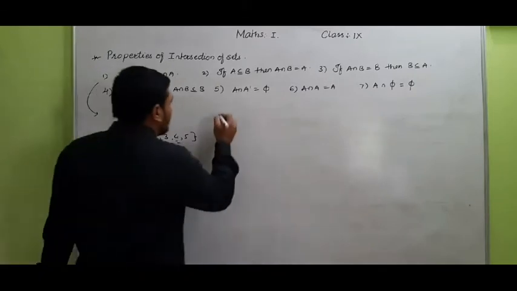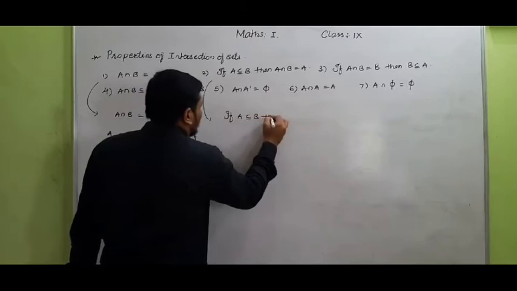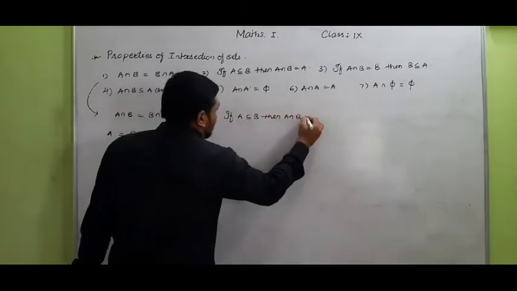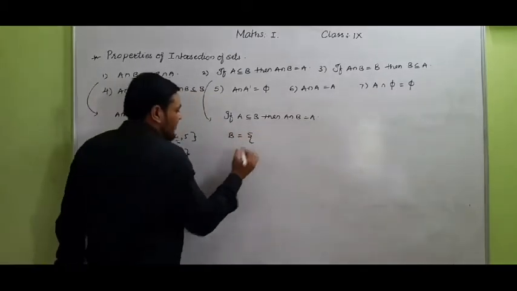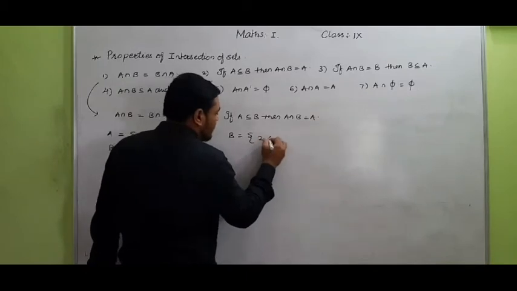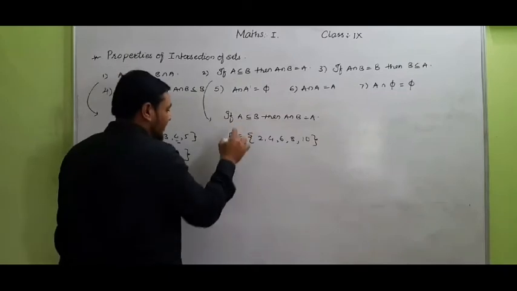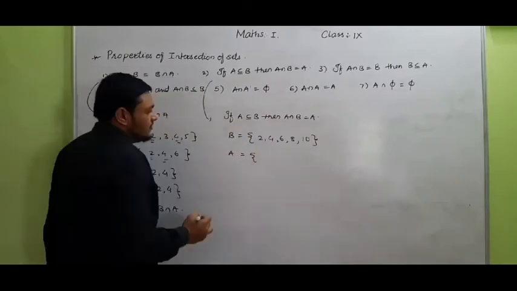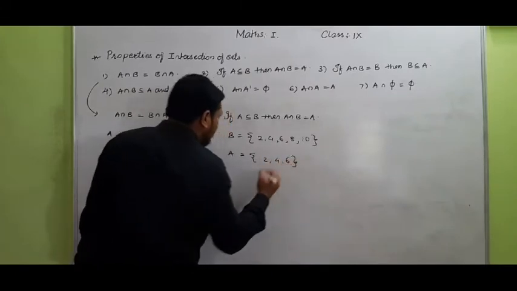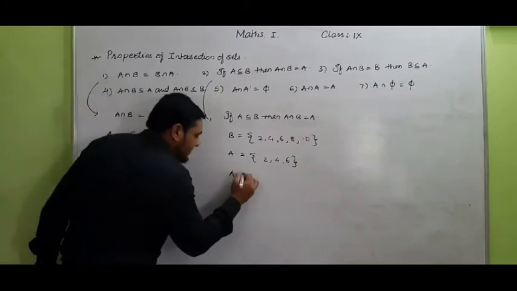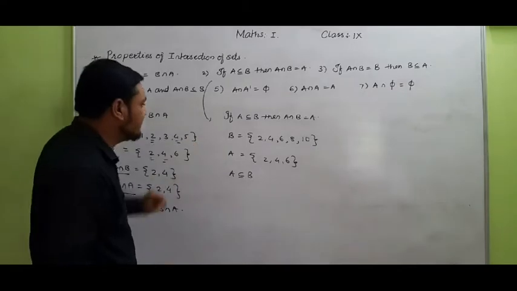Now we will take the second property. If A is a subset of B, then A intersection B is equal to A. Here we take one set, that is B, the set of even numbers 2, 4, 6, 8, 10. Now we take the set A, which is a subset of this set, with the elements 2, 4 and 6. A is a subset of B, because B contains all the elements of set A.